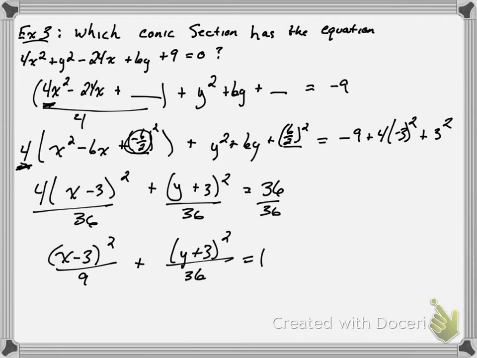Notice how the denominators are different. That means that this is going to be either an ellipse or hyperbola. The plus sign tells me it's an ellipse. Just to refresh your memory, wanted me to find the foci, so c squared equals a squared minus b squared. In an ellipse, the a is the bigger number, so we end up with c squared equals 36 minus 9, which gives me 27. So c equals plus or minus 3 radical 3.